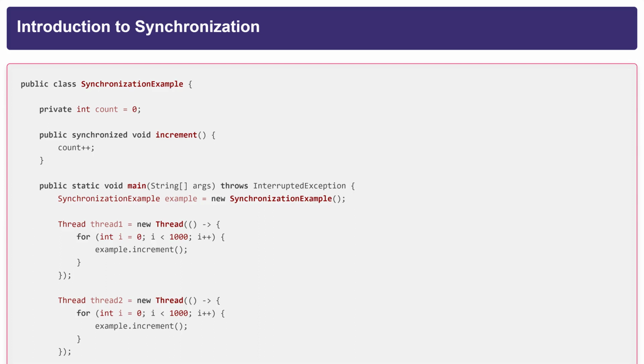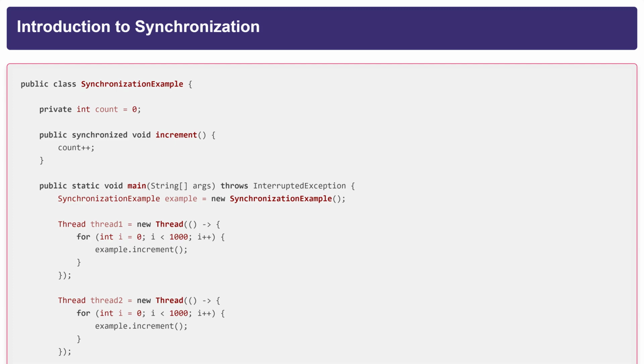Here we have a class called SynchronizationExample, which has a count variable that is shared by two threads. We want to increment the count by 1000 using each thread. To achieve synchronization, we use the synchronized keyword in the increment method. This ensures that only one thread can access the method at a time, preventing race conditions.